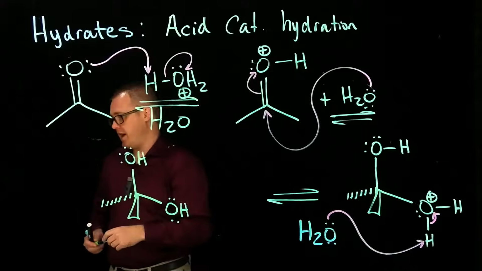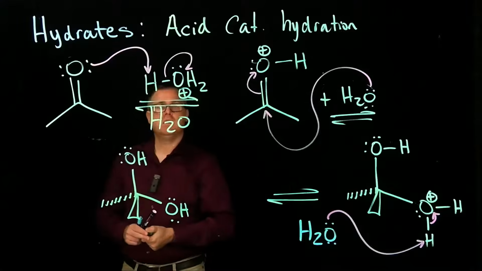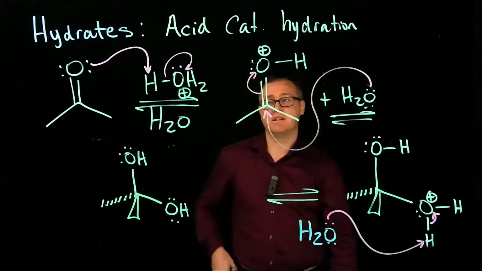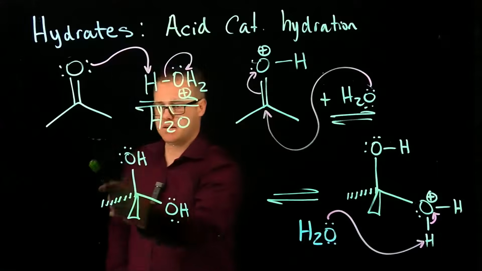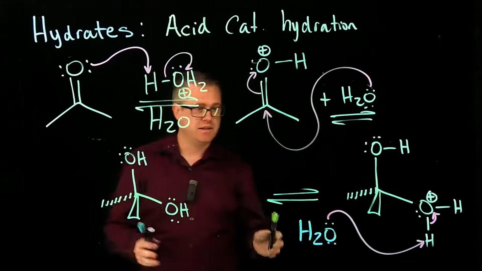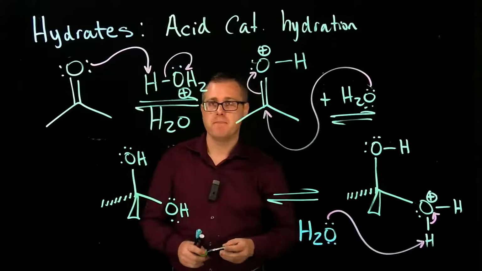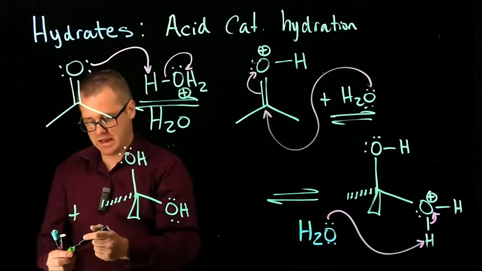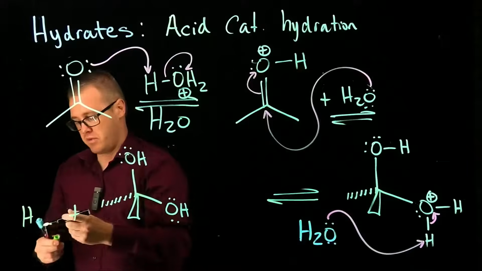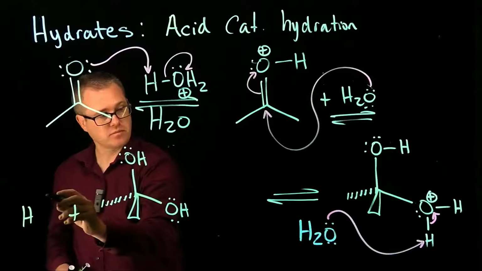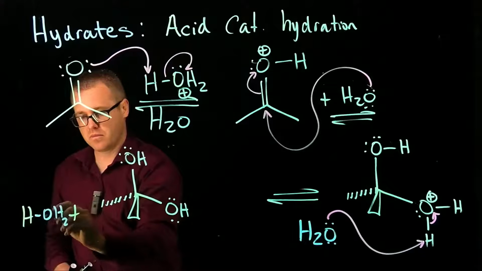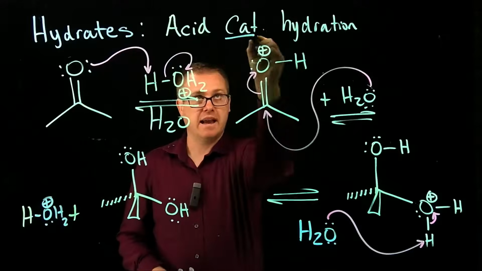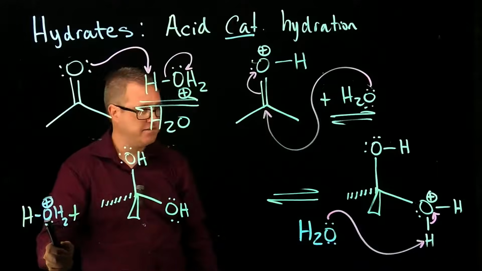And there is our hydrate. So when you compare the basic conditions versus the acidic conditions, we get the same product. It's just the steps are a little different. Okay? And then when this water molecule attacks that, what do we generate at the end of the day? We generate another acid molecule. Hence we say acid catalyzed. We generate our acid again.